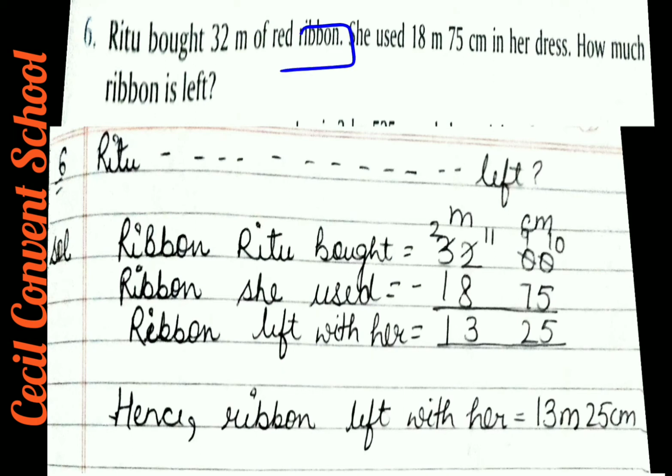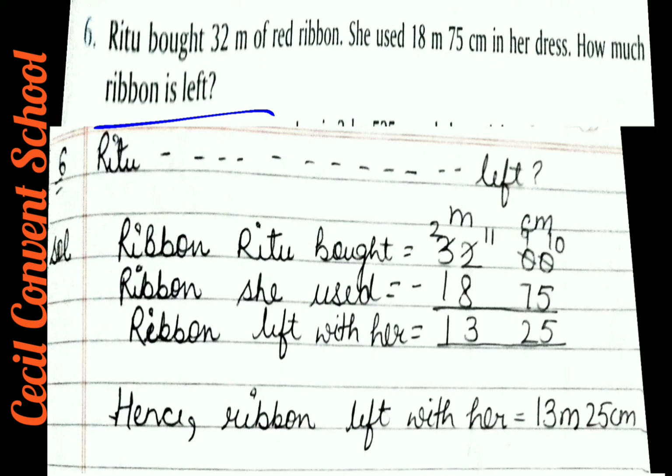We are talking about ribbon. Ribbon who bought? Ritu bought. So you write ribbon Ritu bought. That is 32 meter. So you write meter and centimeter both. And in meter you write 32 and centimeter is not given. So you write 0, 0. Then she used. What she used? Ribbon. So you write ribbon she used. How much? 18 meter 75 centimeter in her dress. So 18 meter will come down of meter and 75 will come down of centimeter. Clear?